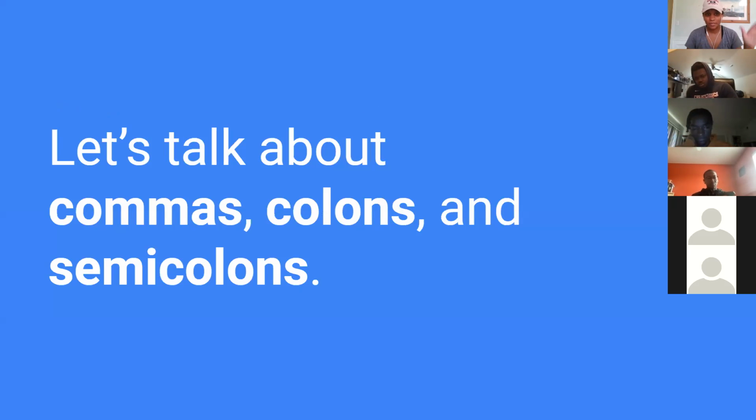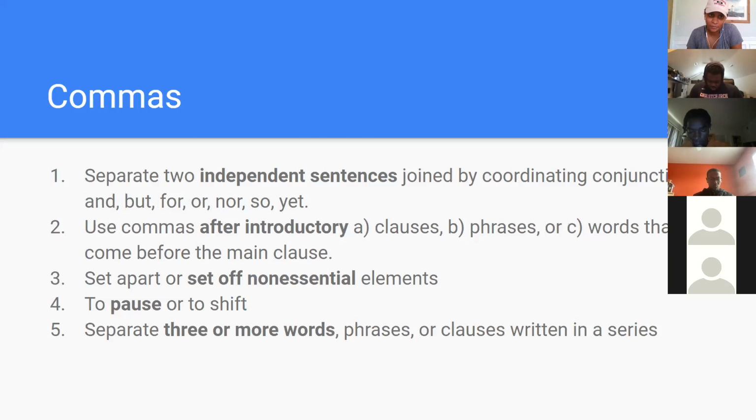Okay, so let's talk about commas, colons, and semicolons, right? It bugs me when I see a comma in the wrong place. So I want to get you to that point where you care about where the comma is going, where the colon, where the semicolons. But first you have to know what the point of these different punctuations are. So number 1, commas separate 2 independent sentences. What do I mean by independent sentences? Meaning that they can stand on their own. They have a subject and they have a verb, right?